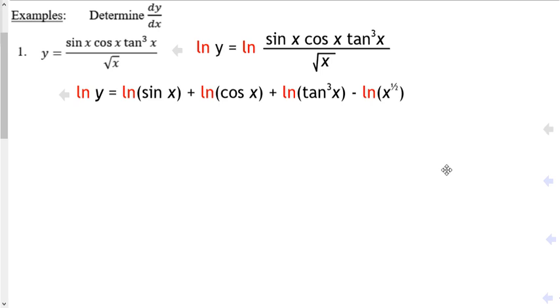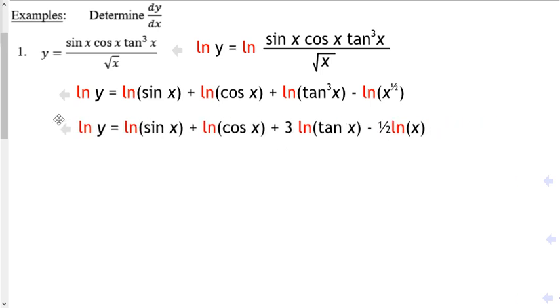This lets us separate all those little pieces in that complex function on the right side so that we can do derivatives on each part separately. Now let's take this one step further before we actually take the derivative of both sides. Since I have a tan cubed x, that exponent of 3 I'm able to bring down in front of my logarithm function. And this exponent of a half that was with the x, I can bring that down in front of this function as well.